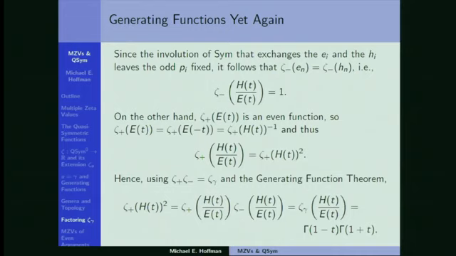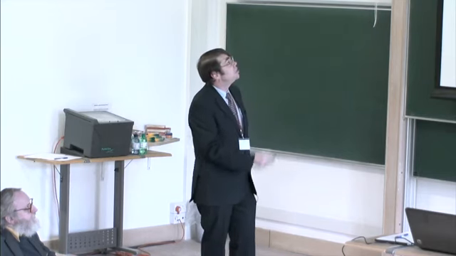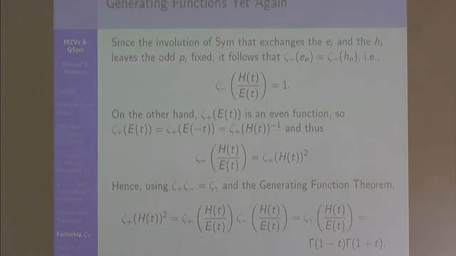But you can play around with the generating functions, and you get a rather nice result here. You see, the involution of the algebra of symmetric functions exchanging the e sub i and the h sub i just leaves the odd p sub i fixed. And so the elementary symmetric functions and the complete symmetric functions are going to look the same to this zeta minus, which is another way of expressing this is to say that the zeta minus of the ratio of the generating functions is going to be 1.